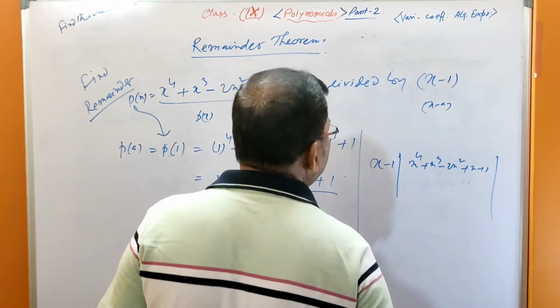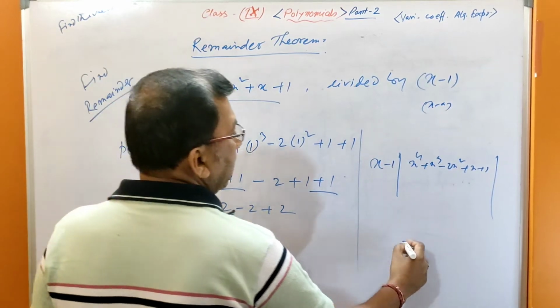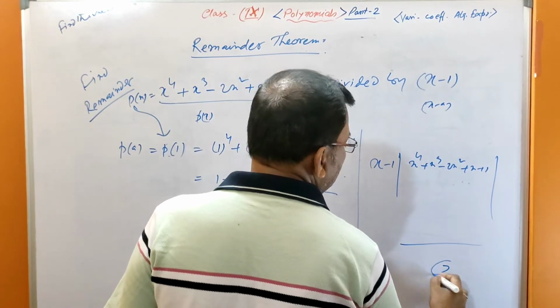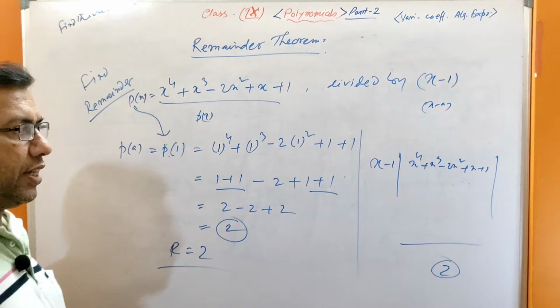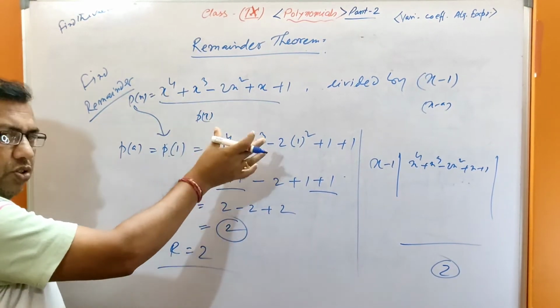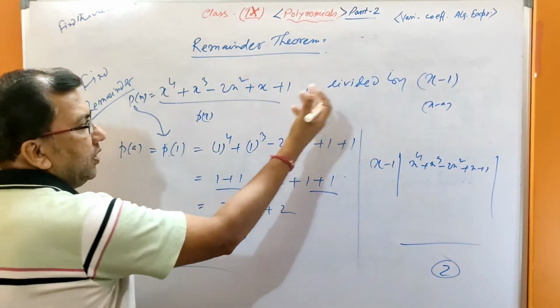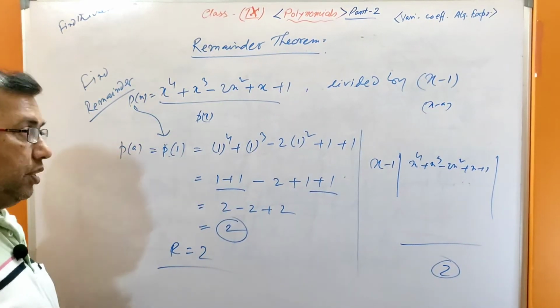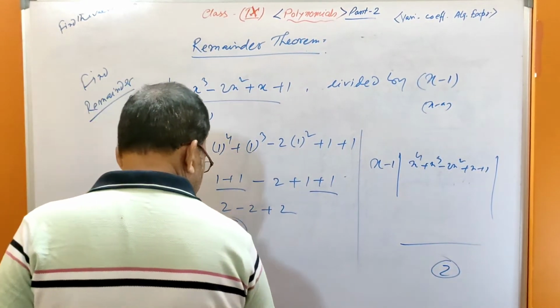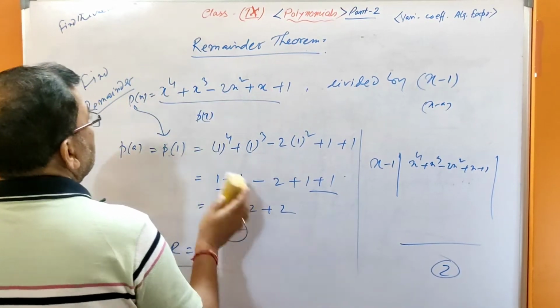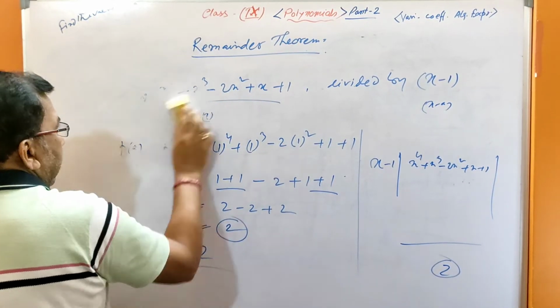You can check it and do it in this way, and at last 2 will be the remainder. So without actual division, you can find out the remainder when a polynomial p(x) is divided by g(x), that is another polynomial. Clear? This is the process. Clear? Next. That means there will be a remainder.